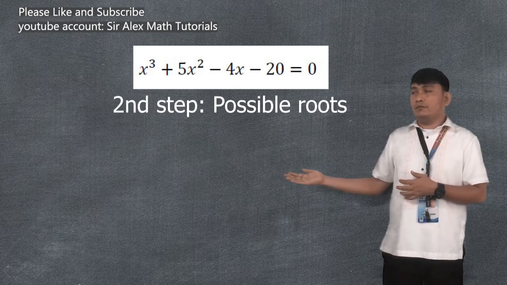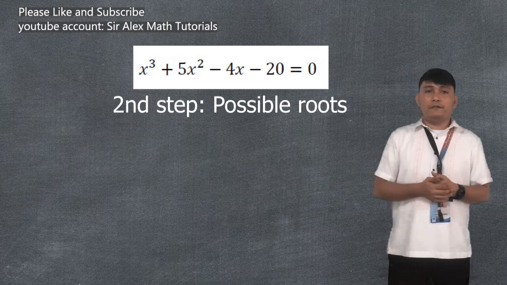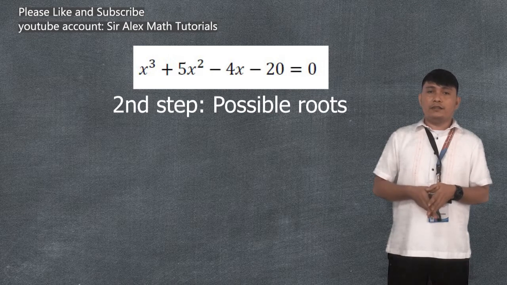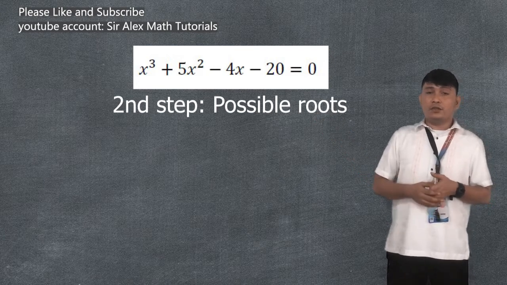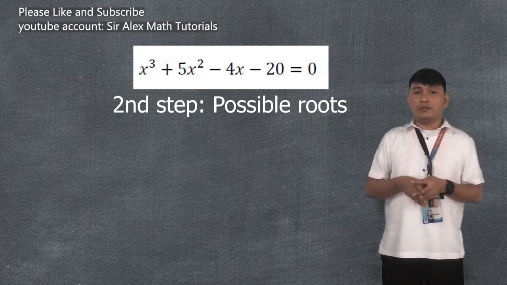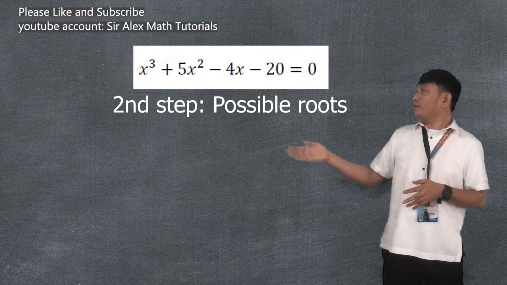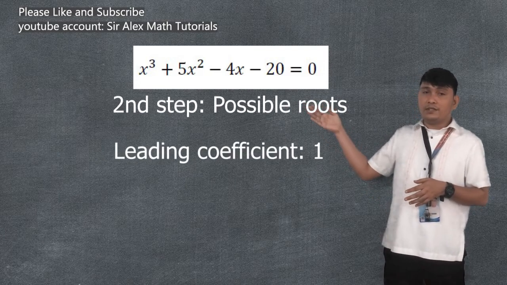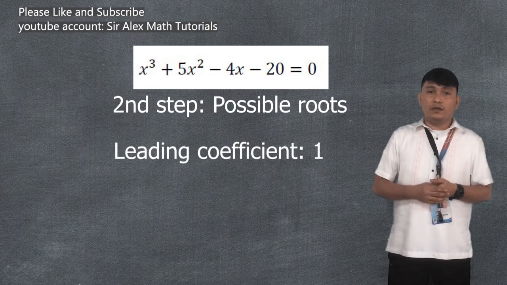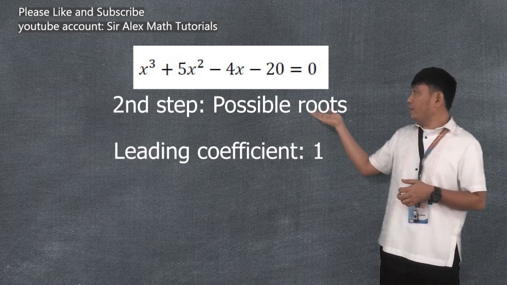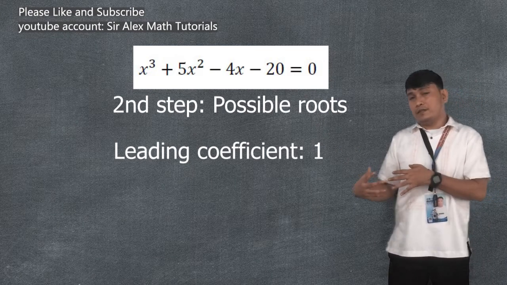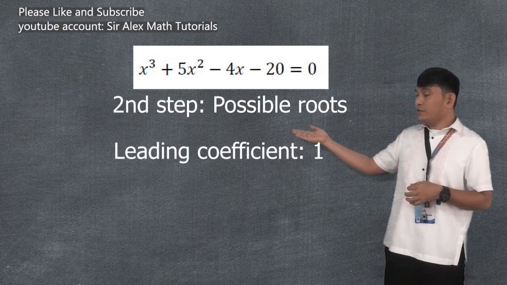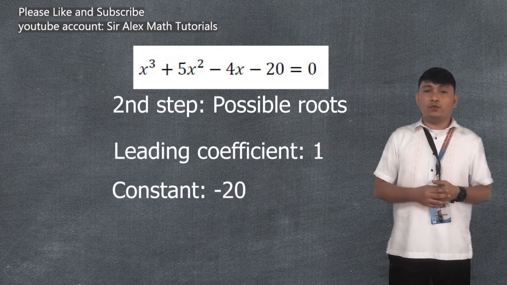So first, we will define what is the constant and the leading coefficient of a polynomial equation. For this equation, x cubed plus 5x squared minus 4x minus 20, the leading coefficient is 1. So since our leading coefficient is 1, we will proceed directly to our next step. And also, the constant is equal to negative 20.